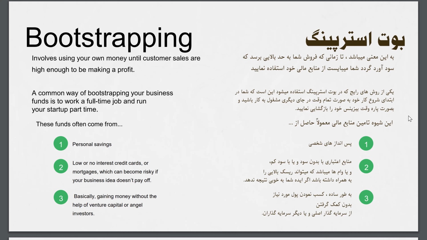So these funds come from your personal savings, a low or no interest credit card, which you do want to be careful with because if you have a high interest credit card and the business doesn't pan out, that could be very risky.